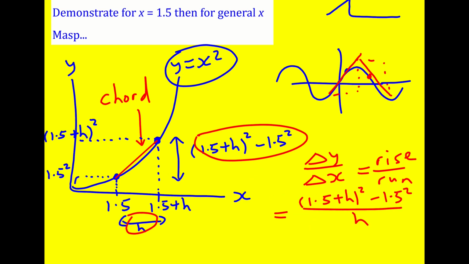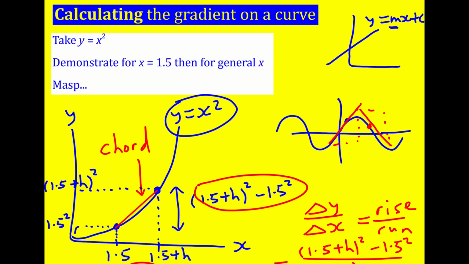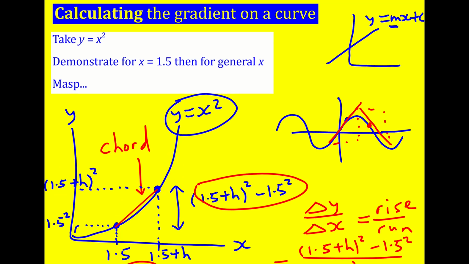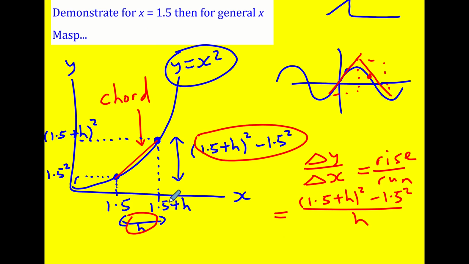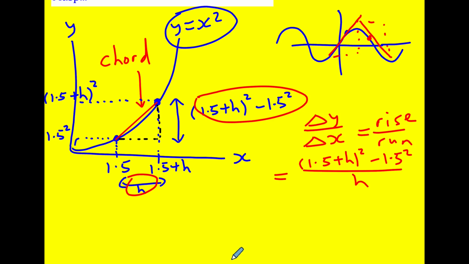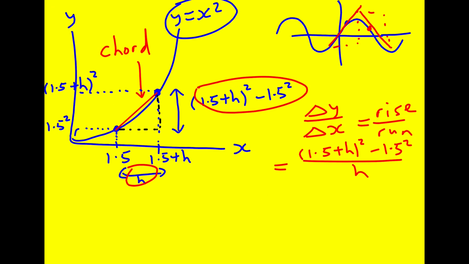Hopefully you can see where I'm going with this now. I'm actually calculating the gradient of a chord. It's in terms of h. I know this little distance away, but I've drawn this little triangle to work out the rise over the run. What next? Well, I can try expanding this out. So this is a double bracket.